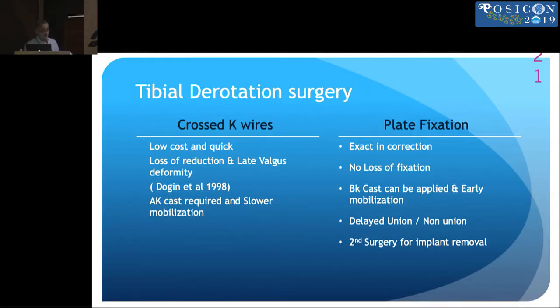Now, there are two methods of fixation. You can use crossed K-wires, or you can use a plate. The crossed K-wire is low cost and quick, but there is loss of reduction with late valgus deformity, an above knee cast is required, and mobilization is slow. Whereas plate fixation is exact in correction, there is no loss of fixation, and a below knee cast can be applied. Of course, there can be some delayed non-union, and a second surgery is required for implant removal.